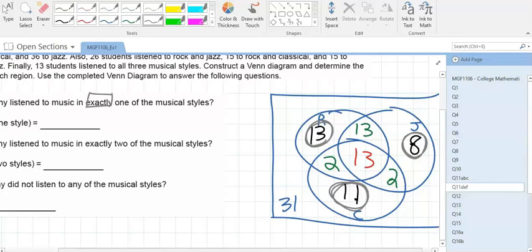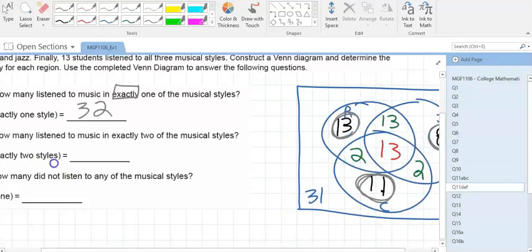The 13 up here was just rock. The 8 over here is just jazz. The 11 down at the bottom, that's just classical. So if we add all those up, 13 plus 11 plus 8, what do we get? You get 32, because 13 plus 11 is 24, plus 8 is 32.